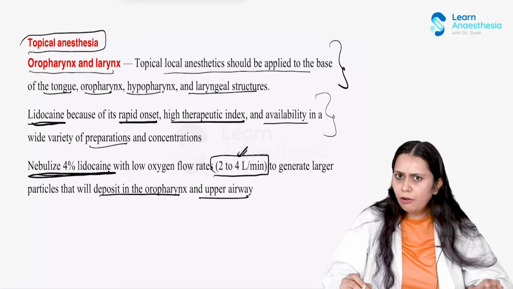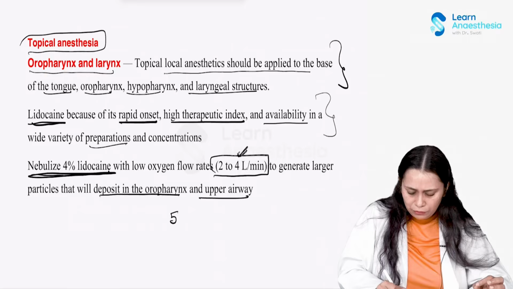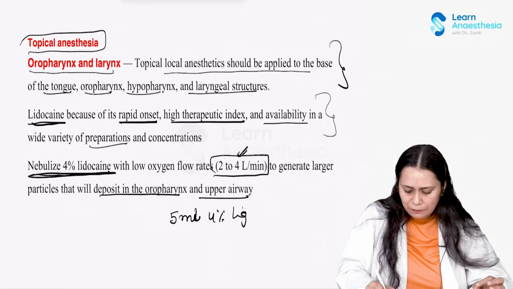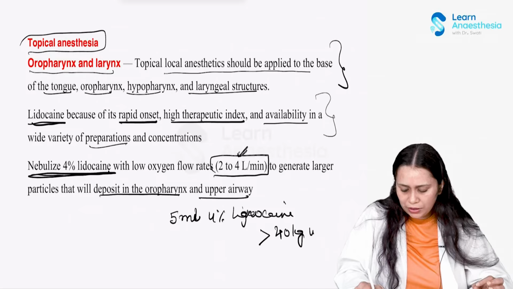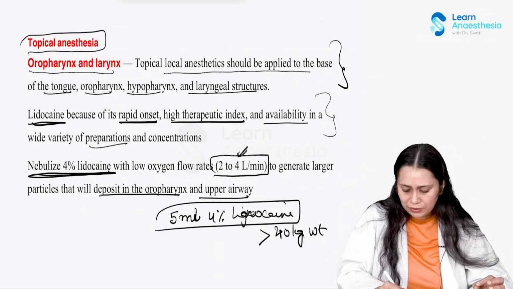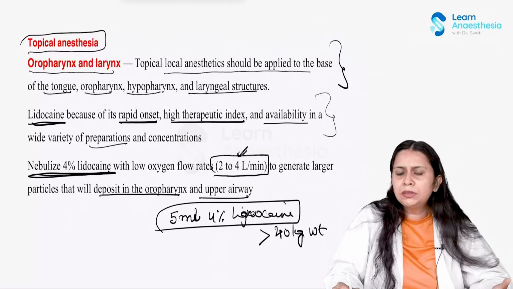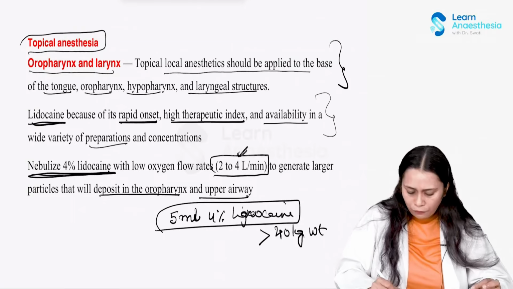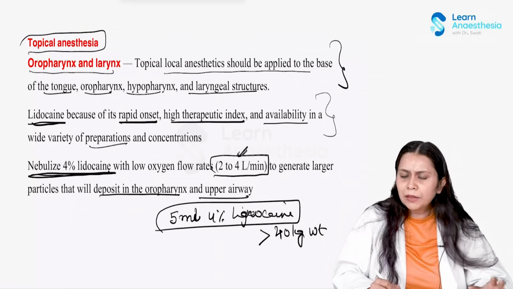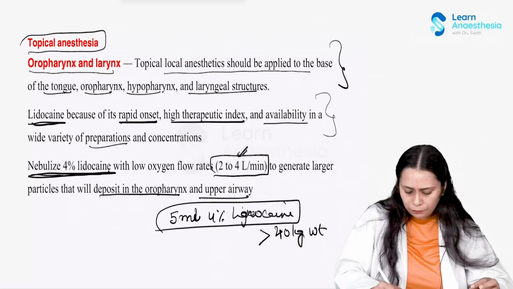The volume of 4% lidocaine, we can use 5 ml of 4% lidocaine in any patient more than 40 kg weight. So, more than 40 kg weight, we can use 5 ml of 4% lidocaine. You know, only 30% of this is absorbed. 4% 5 ml means 40 into 5, that would be 200 milligram of lidocaine we are giving.